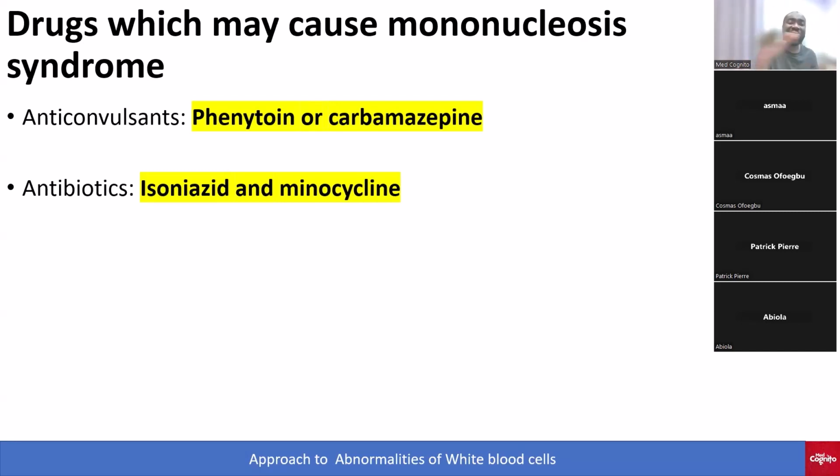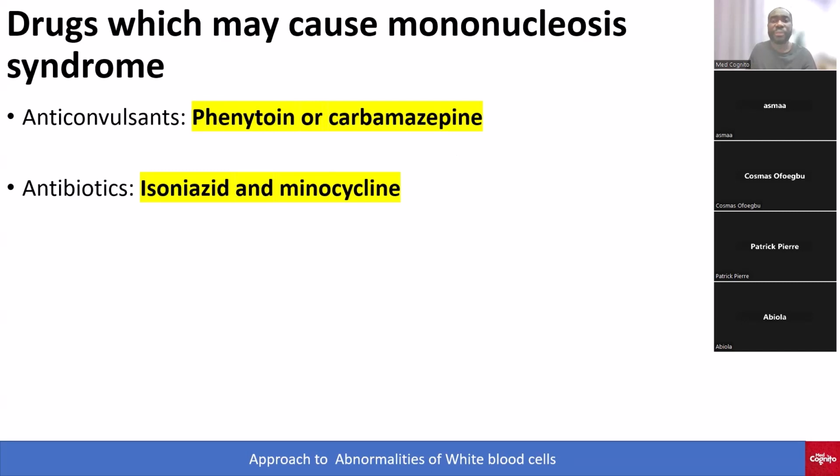And one of those classes of medications is anticonvulsants. Example, phenytoin and carbamazepine. And another group of medications is antibiotics. For example, isoniazid and minocycline. So these medications can also lead to features which look like infectious mononucleosis. These antibiotics can also do the same. Please, can I move on, doctors?